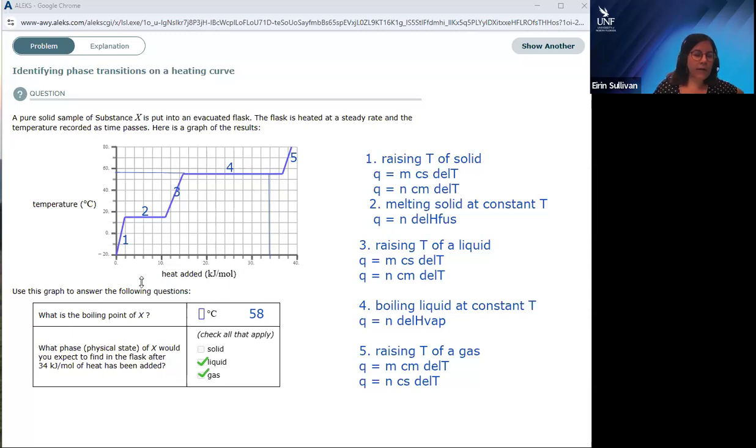If we'd been given something like, I don't know, 8 kilojoules per mole added, then again, you would have some solid remaining and some liquid that's been formed. So I'd check solid and liquid. If I ended up on one of these curves here, so say 38 kilojoules per mole had been added, well, that clearly puts me in the gas zone, so only gas would be present.